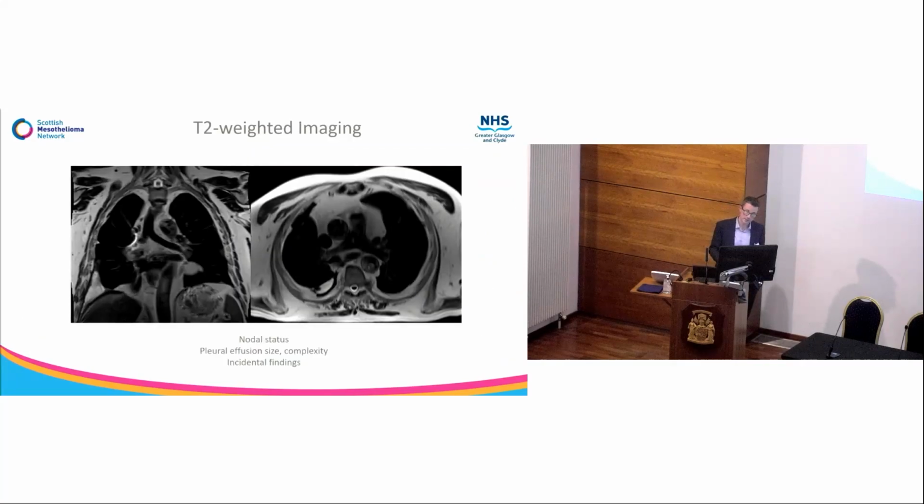So T2 weighted imaging: the T1 emphasises fat, whereas T2 imaging is both fat and water. And this is probably better for looking at your lymph nodes, looking at things like your pleural effusions, so is there any complexity to it, are there lots of pockets to it, and looking for some incidental findings as well. Does the patient have something that you're not really expecting?